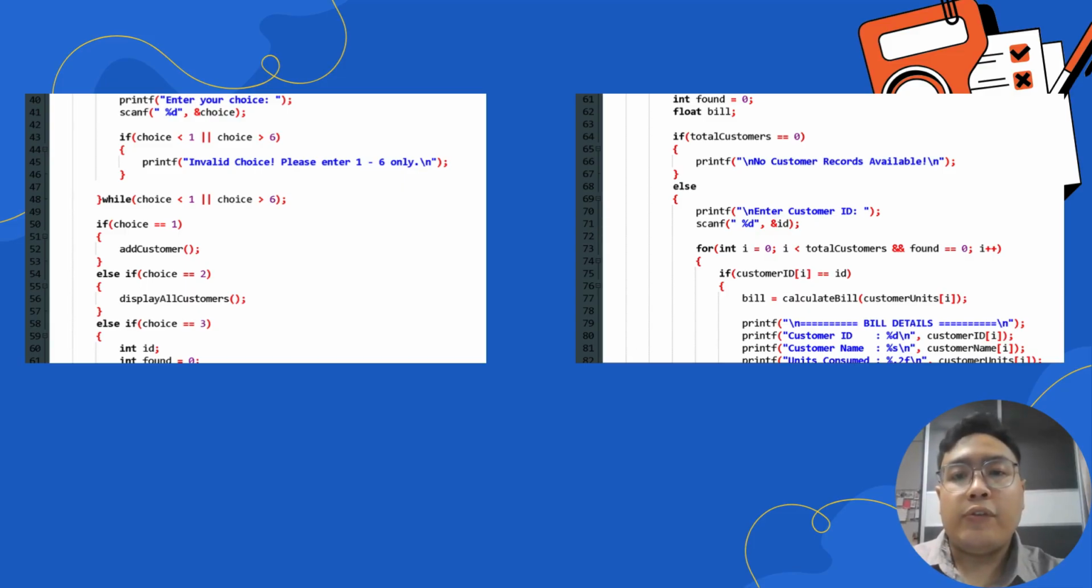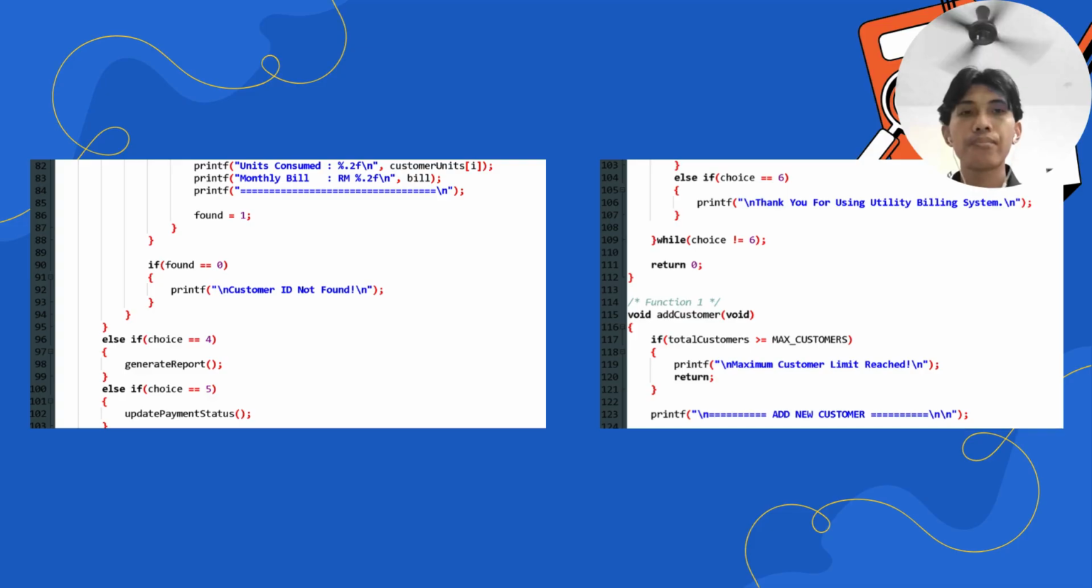So this slide shows the main menu function of our program. The program starts by displaying the main menu using a do while loop. This loop keeps the program running until the user chooses the exit option. Users can choose different functions such as adding customer, viewing records, calculating bills, generating reports, or updating the payment status. The switch or if-else statement then directs the program to the correct function based on the user selection. This creates a simple and user-friendly menu-driven system.